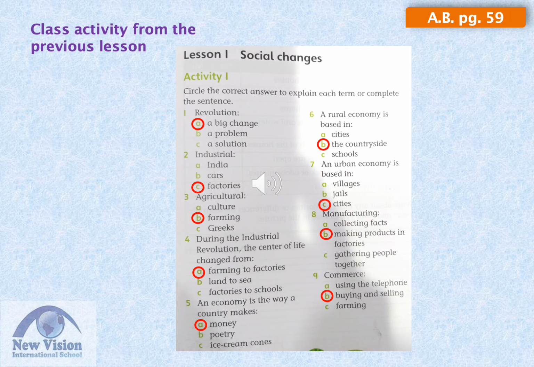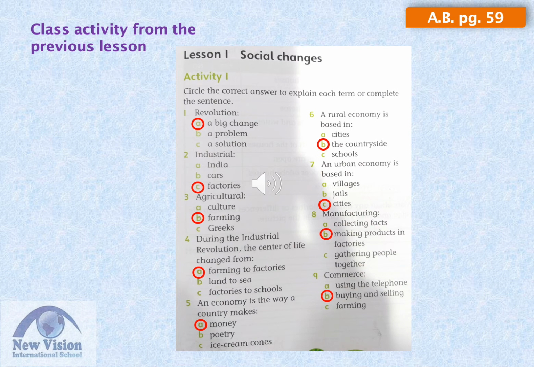Number 4, during the Industrial Revolution, the center of life changed from option A, farming to factories. Option B, land to sea. Option C, factories to schools. Very good. Option A, farming to factories. Okay, number 5. An economy is the way a country makes option A, money. Option B, poetry. Option C, ice cream cones. What is the correct answer? Very good. Option A, money.